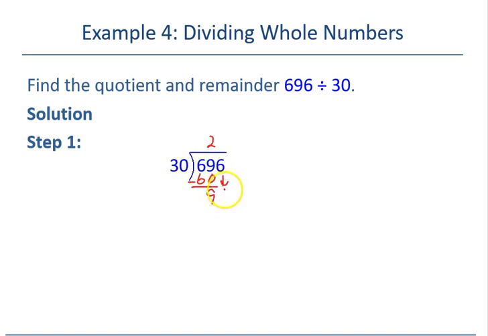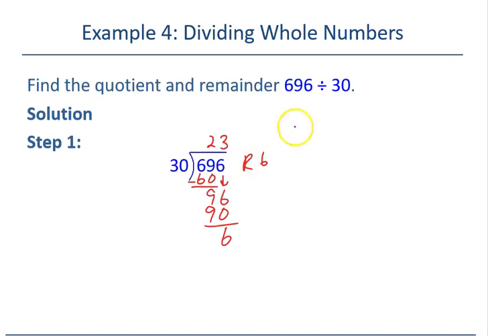Now I'm going to bring down this 6. So 30 will go into 90. Well, it'll go in 3 times. 3 times 30 is going to give me 90. Bring this all down and I get a remainder of 6. And you just put those over here as a remainder of 6.